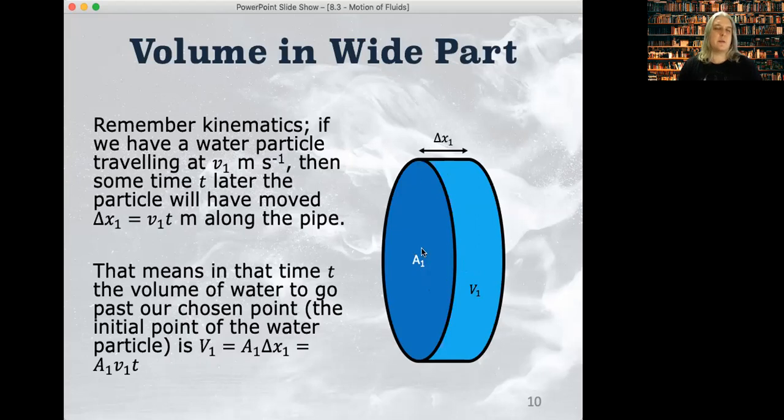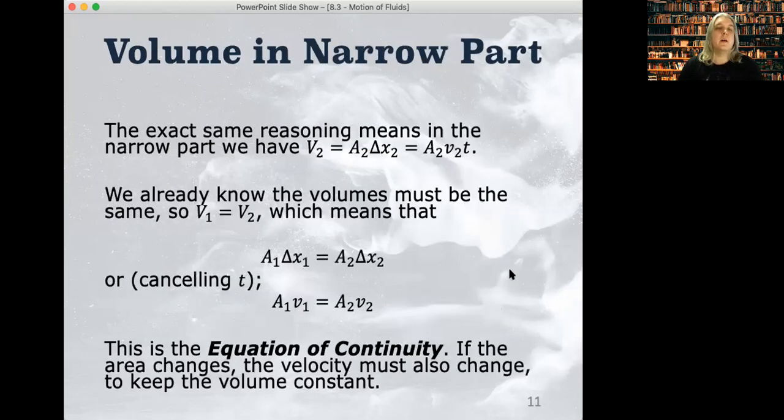I've got ones in here because this is the wide part of that pipe. So that means that the volume in some time t is equal to A1, the area, times v1, the velocity in that area, times the time that it's traveling for. Then for the narrow part, it's exactly the same reasoning, exactly the same equations, but now we've got the smaller area A2, we've got a different velocity v2, and the volume V2 must actually be the same as the volume V1.